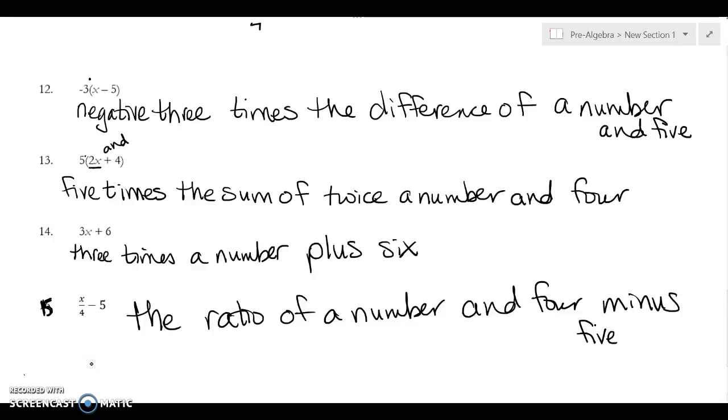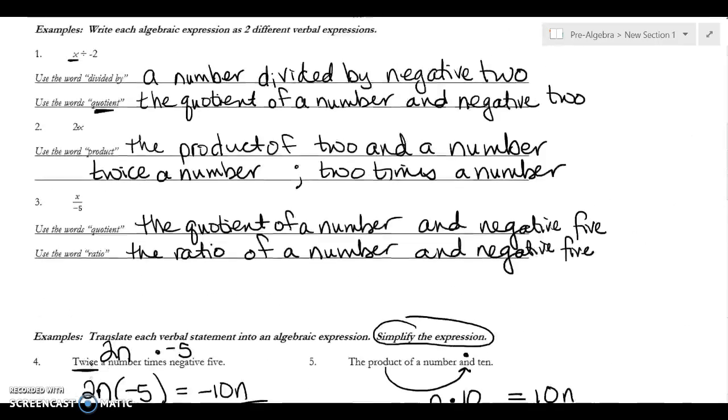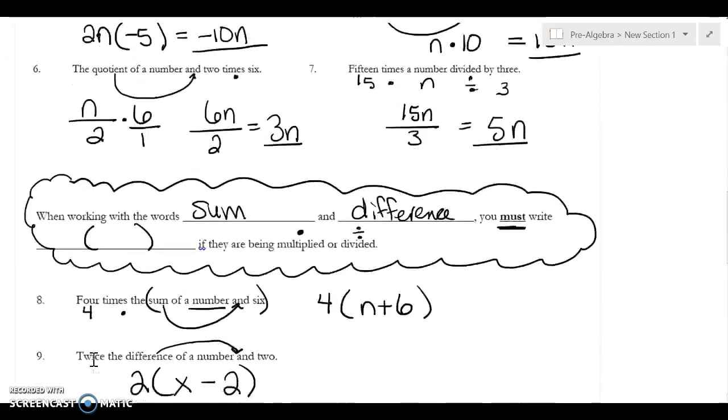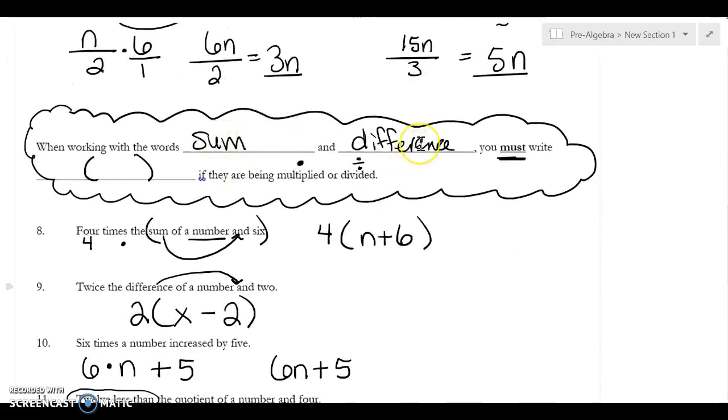So when you're using these words, you just have to be careful and remember to go to your list. If you see the word product, quotient, or ratio, remember those will go at the beginning and they have the word "and". When you have things that say sum and difference, you need to make sure you use parentheses.